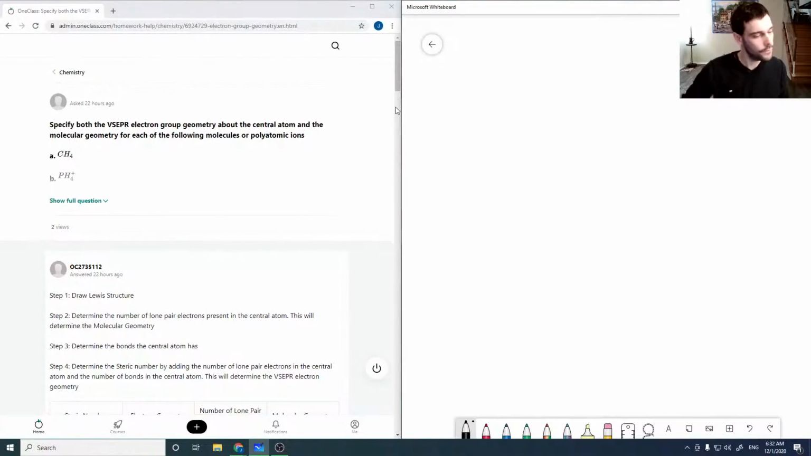Okay, so now for this one, it's asked to specify both the electron group geometry and the molecular geometry for a set of molecules. So you can't see all four there, but I'll preface each one by saying what they are. So the first one is CH4. For CH4, we have C. We can start off by drawing our Lewis structure.